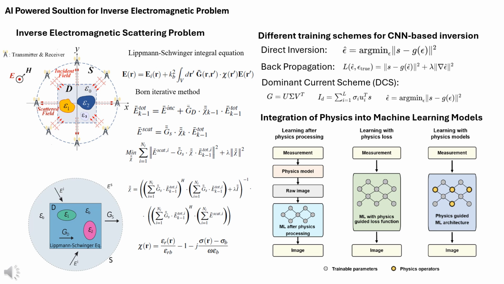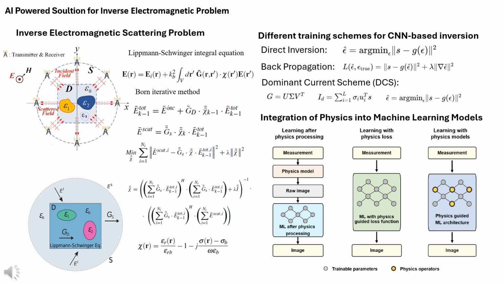In more detail, the CNN combination with UNet architecture can be divided into different training schemes for solving inverse scattering problems. One of them is direct inversion. This scheme uses CNN to directly map scattering data to the permittivity distribution without integrating additional physics constraints or models. Two, backpropagation, a more conventional approach where the neural network learns through optimization using backpropagation.